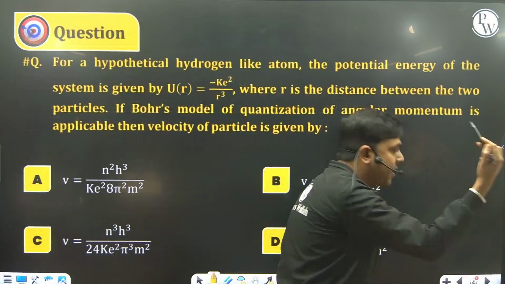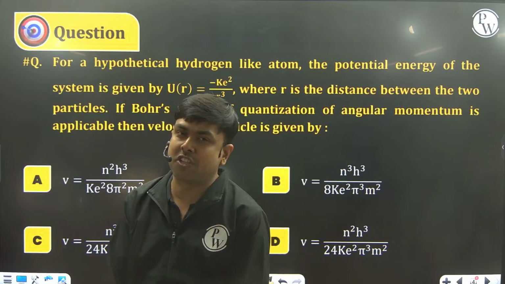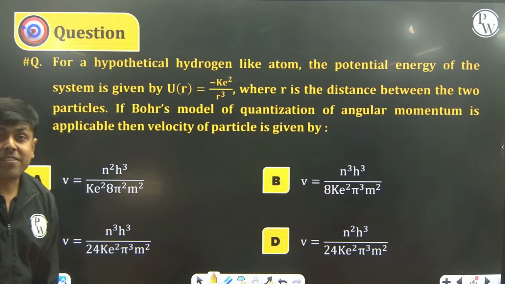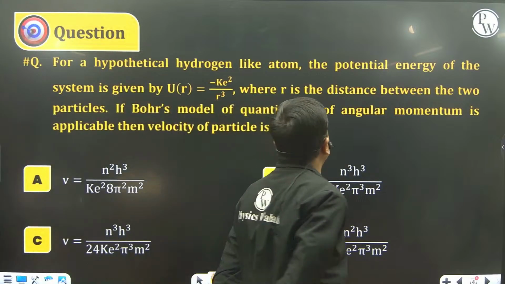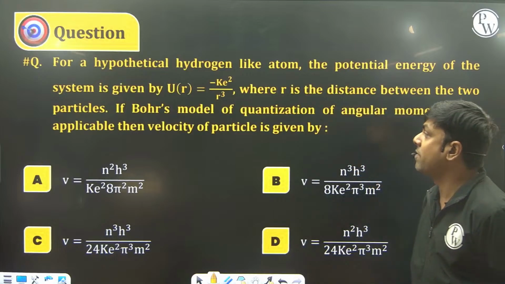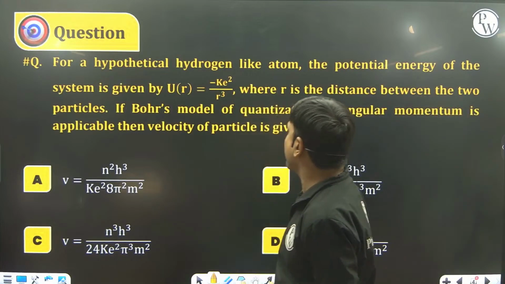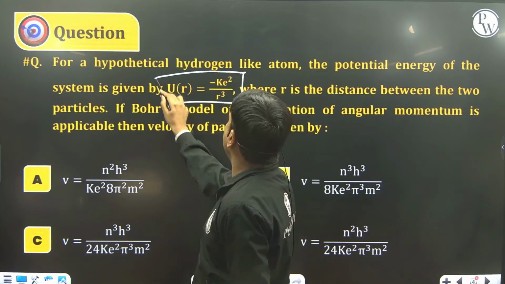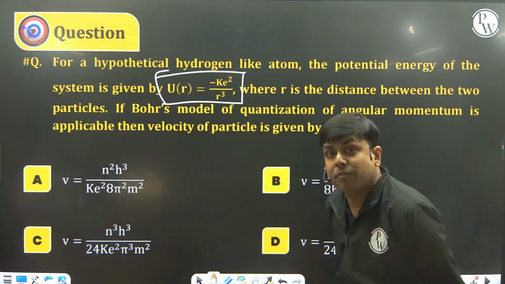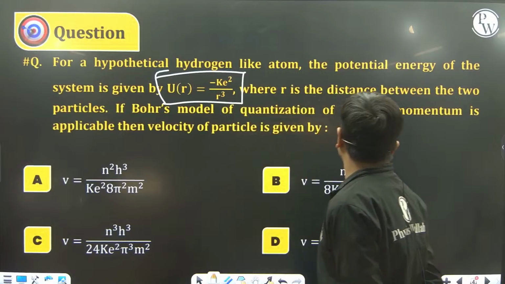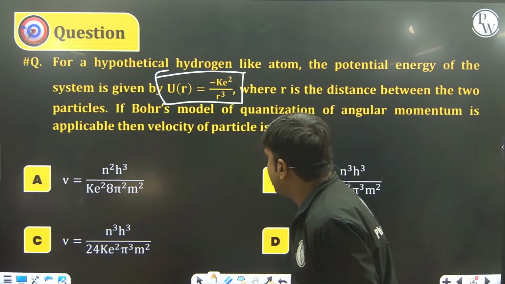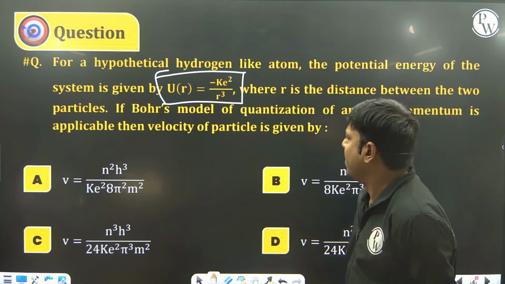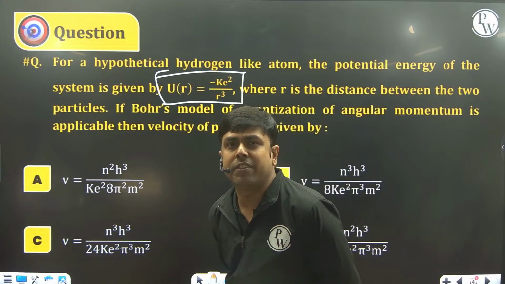We are going to start today's session with atomic structure. And here is the first question on the screen. The question says, for a hypothetical hydrogen-like atom, the potential energy of a system is given as U(r) equals minus Ke square upon r cube. So potential energy as a function of radius is given, where r is the distance between the two particles. If Bohr's model of quantization of angular momentum is applicable, then calculate the velocity of the particle.